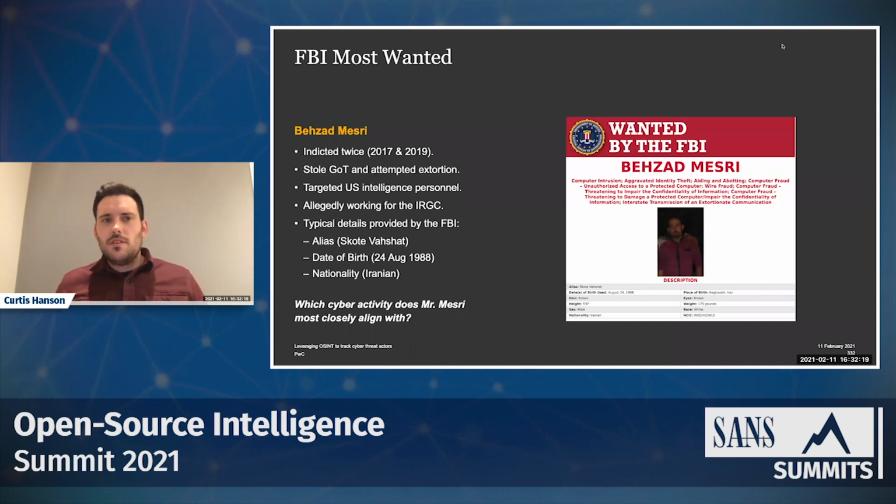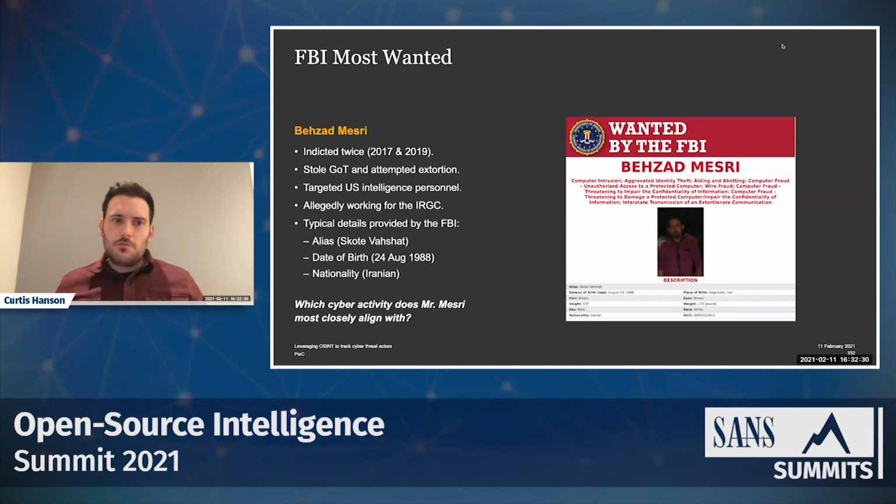And it starts with the FBI Most Wanted poster of Mr. Bahazad Mesri here. Now, Mr. Mesri has been indicted 2 times by the US government. The first time for stealing Game of Thrones and attempting to extort HBO for 6 million Bitcoin. The second go around, he basically hacks US intelligence personnel. He's conducting espionage. And throughout these indictments of his, he's alleged to work at the behest of the IRGC, which is a body that's very much entrenched in Iran's security and intelligence apparatus.